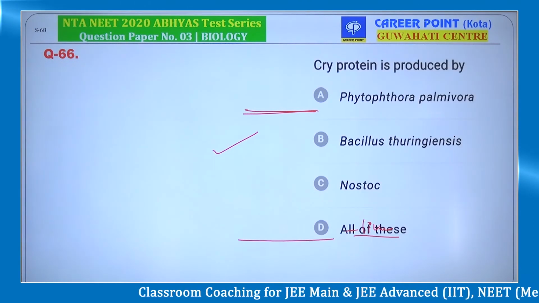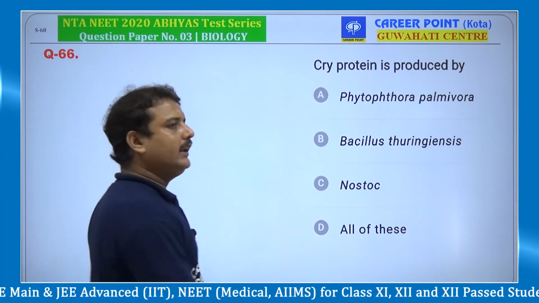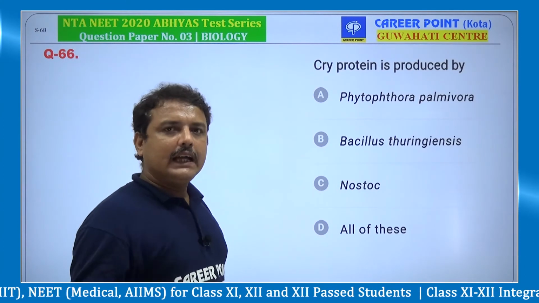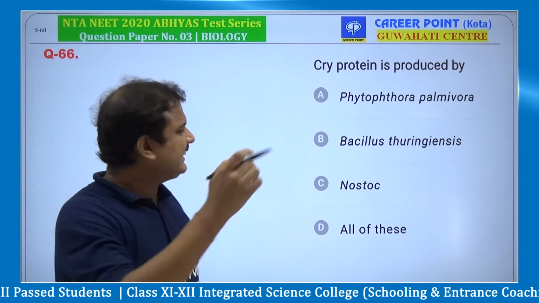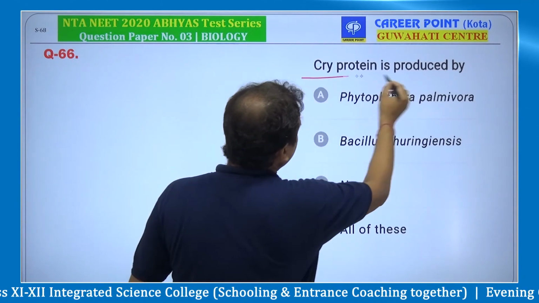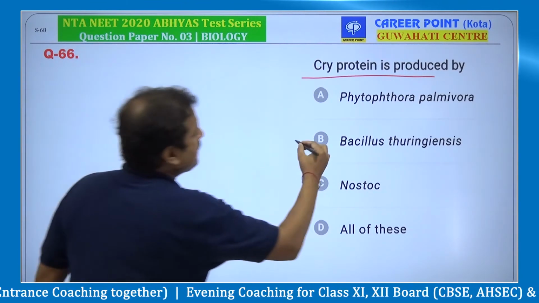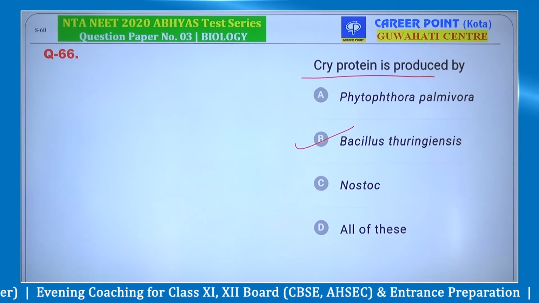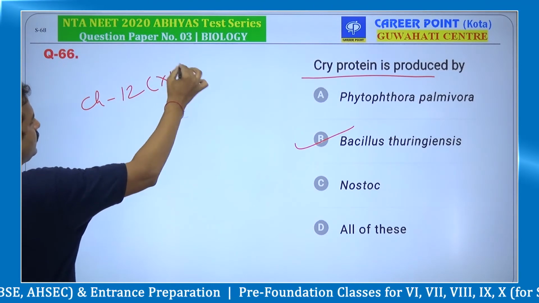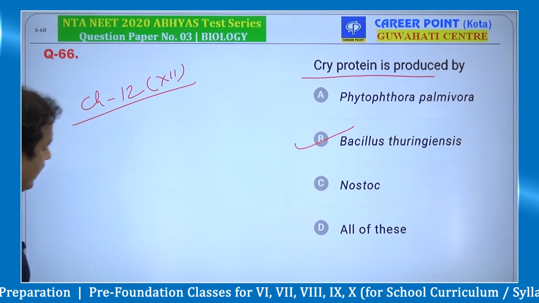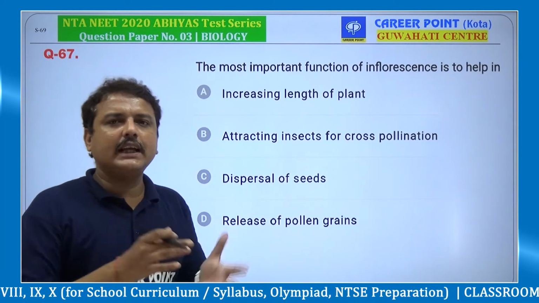Next one, cry protein is produced by the bacteria called Bacillus thuringiensis. There is a gene in Bt cotton, as you know. This question has been repeated so many times in question papers. So here the answer is B, Bacillus thuringiensis. It is from chapter 12 of class 12, application of biotechnology.